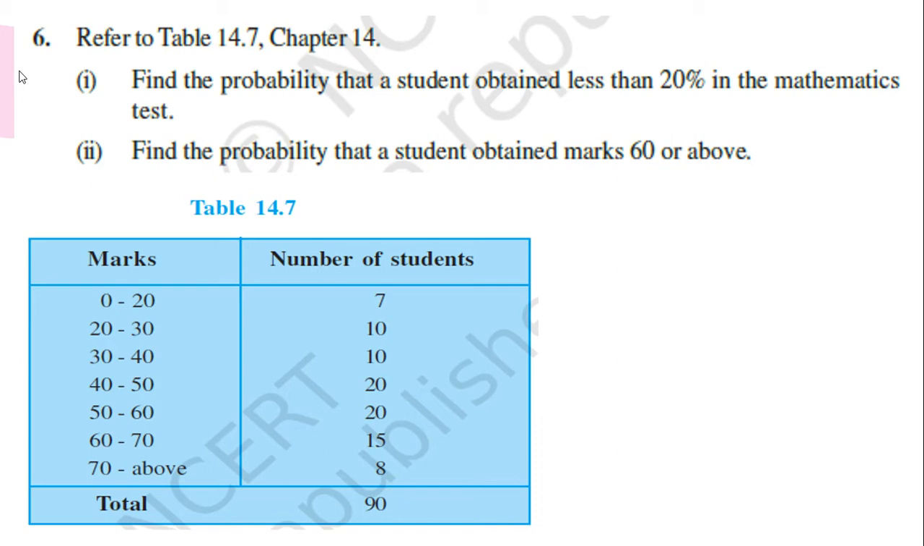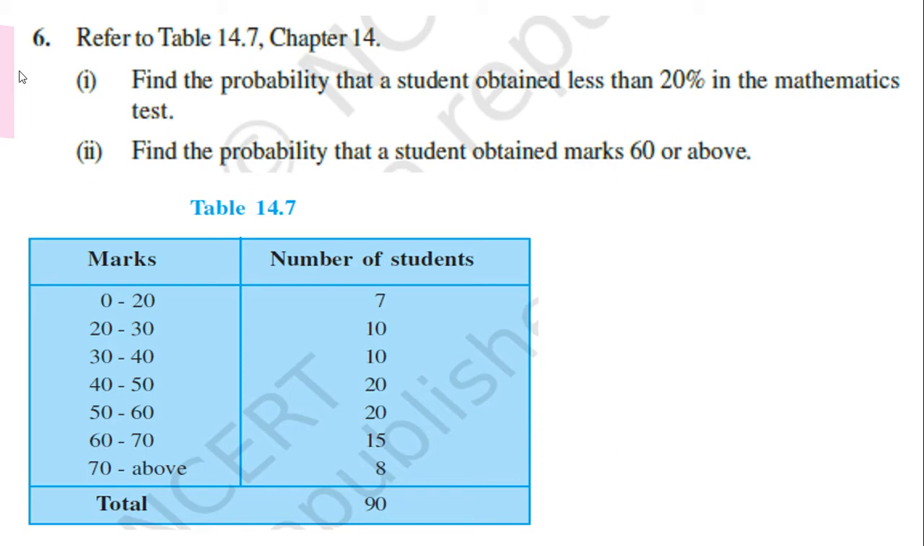Then the sixth question, as you can see, refers to Table 14.7, chapter number 14. Again, see, a referral program has come. This is the chapter 1 referral program. Every alternate question refers to table number this and this of chapter number 14. This is actually chapter number 15, probability, or the referral program. Just kidding. Let us get back to the point.